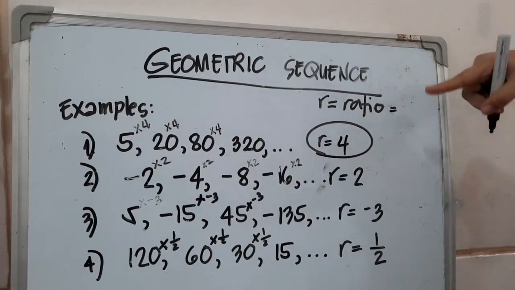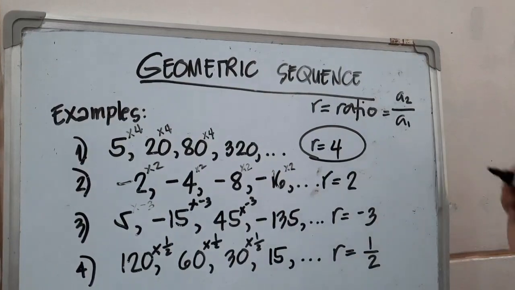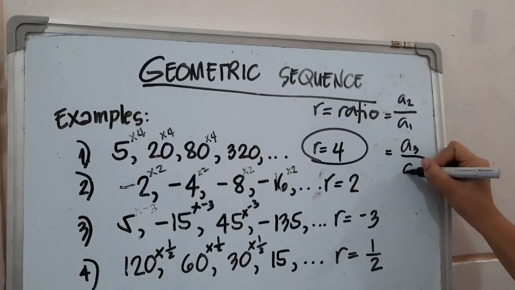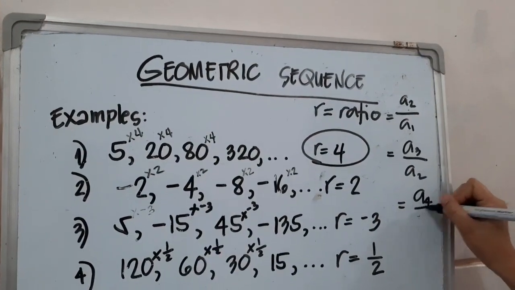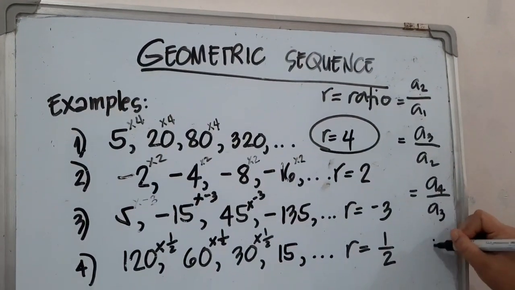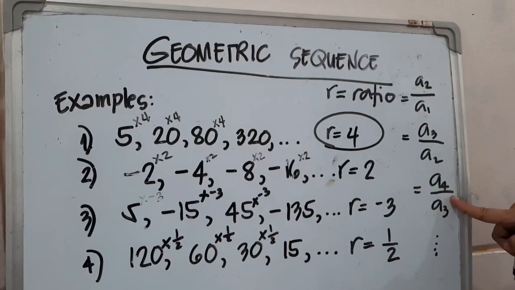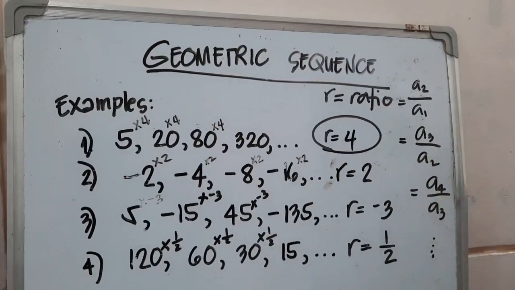You just divide our second term by its first term. Or you can divide our third term by our second term. Or you can have the fourth term divided by our third term, and so on and so forth. If the answers here are the same, then they have what we call a common ratio. Take note, we just divide.